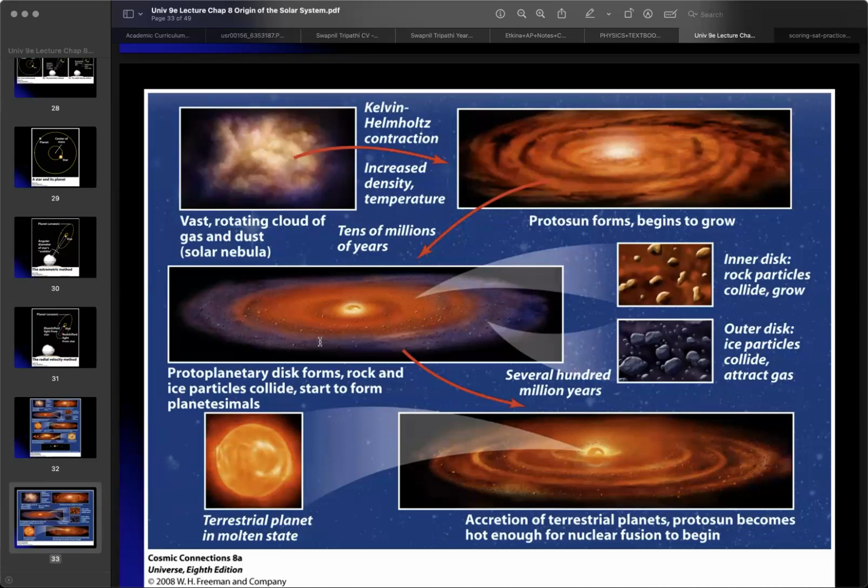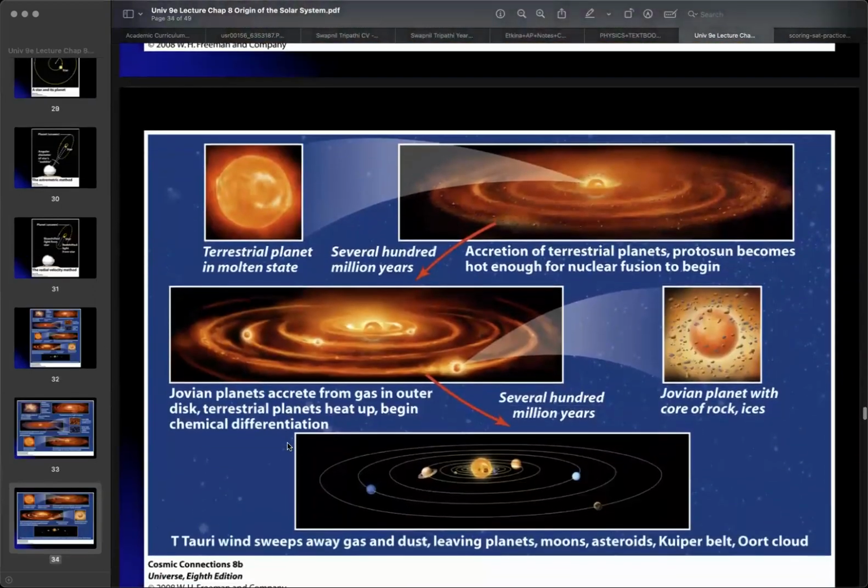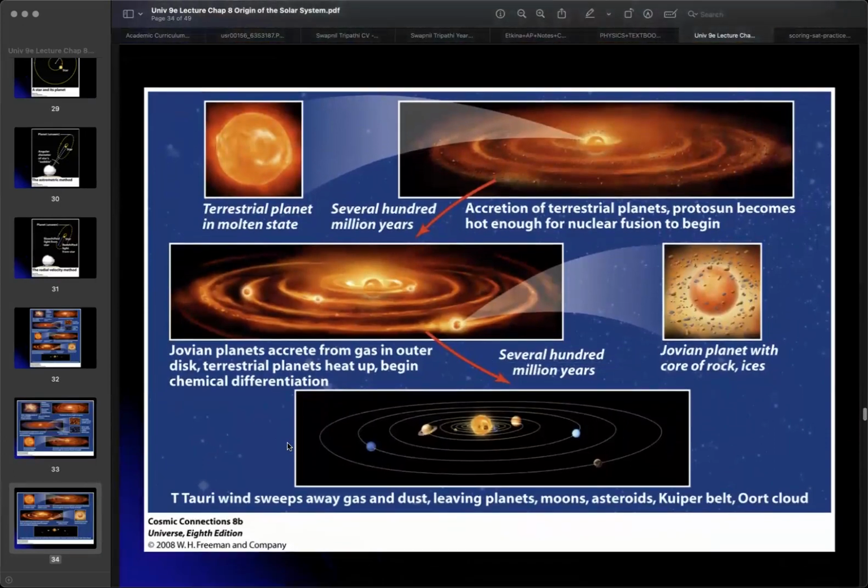The terrestrial planets are in a molten state. With accretion of terrestrial planets, the protosun becomes hot enough for nuclear fusion to begin. So before, it was just hot because of the compression and the heat, and now the nuclear reaction starts, nuclear fusion starts. Jovian planets accrete from gas in the outer disk.